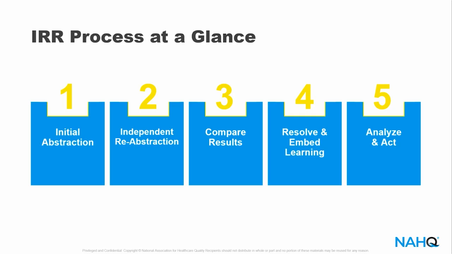Step 4 is resolve discrepancies and embed learning. Abstractors discuss the differences, reach consensus, and correct the data if needed. When agreement between the reviewers can't be reached, it gets escalated to a supervisor or another SME. It could also be posted back to the measure authority for final guidance. Remember, each resolution isn't just a fix. We want these hardwired and shared so that the clarified standard is applied to future abstractions.